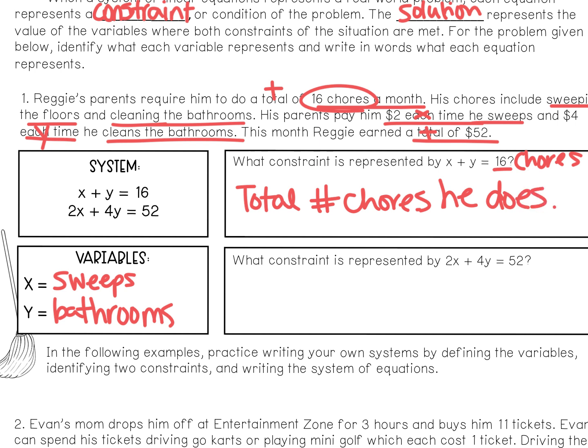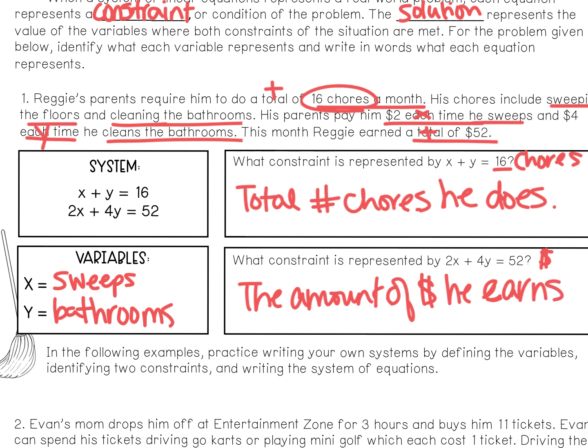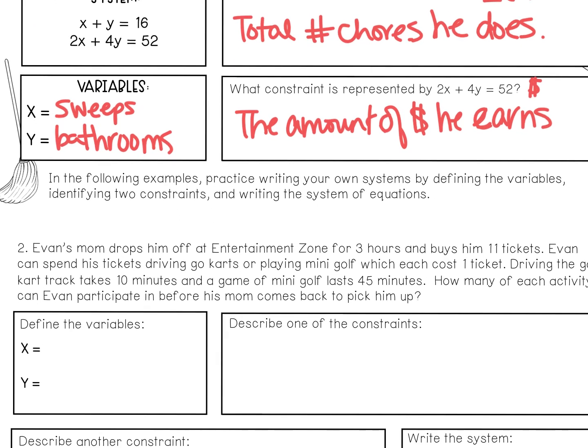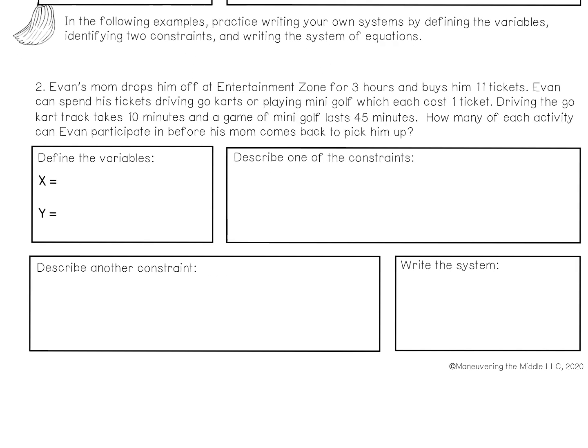And then this one, 2x plus 4y equals 52. We know 52 is money. So this is going to be the amount of money he earns. So this is just breaking that down for you so you can see the different pieces. So now we're going to take part of that away. We're going to take the system away. And we're going to look at Evan's mom.